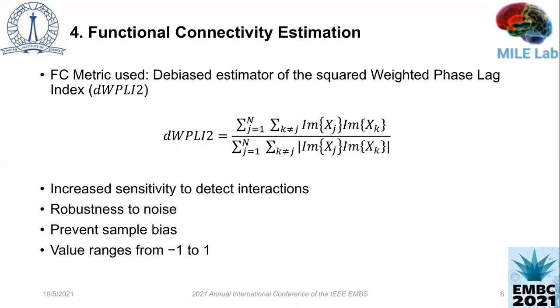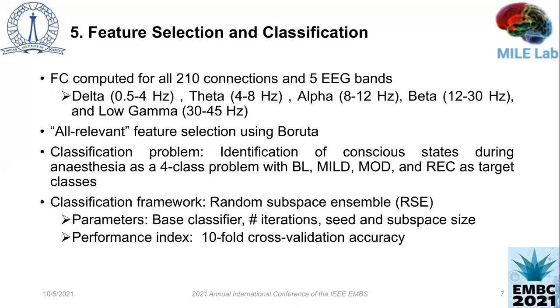The mathematical expression is as shown here. The Im of x denotes the imaginary component of the cross spectrum of complex valued random variable x, and n is the number of trials. So basically the estimation involves computing imaginary components of the cross spectra, then computing the average imaginary component of the cross spectra, and further normalizing it by computed average over the magnitudes of the imaginary component of cross spectra.